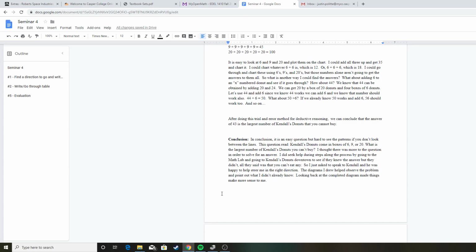In conclusion, it is an easy question, but hard to see the patterns if you do not look between the lines. This question read, Kendall's donuts come in boxes of 6, 9, or 20. What is the largest number of Kendall's donuts you cannot buy? I thought there was more to the question in order to solve for an answer.